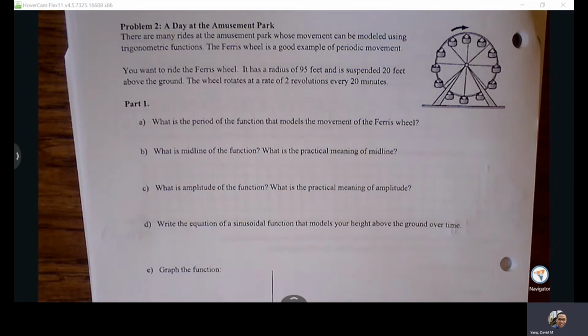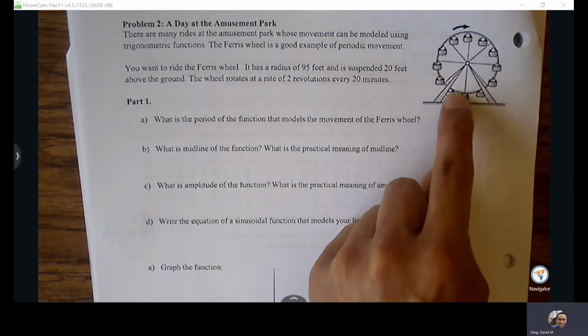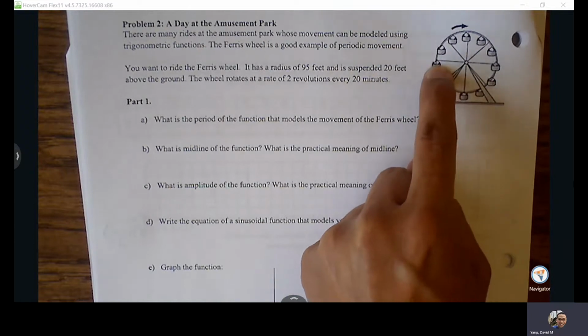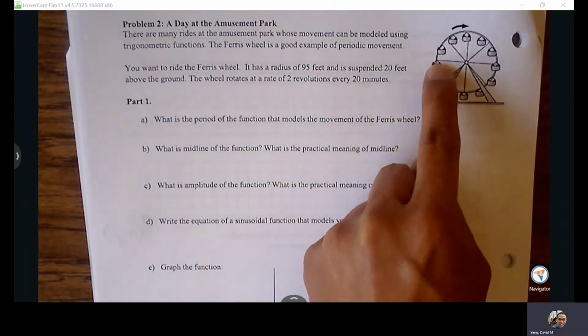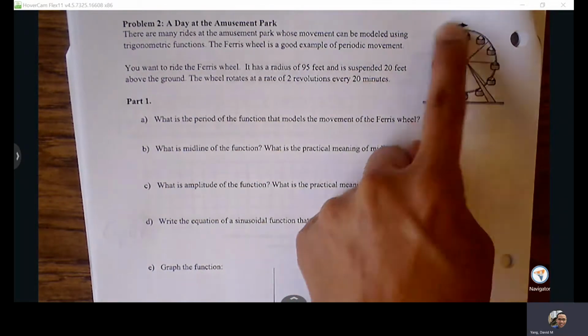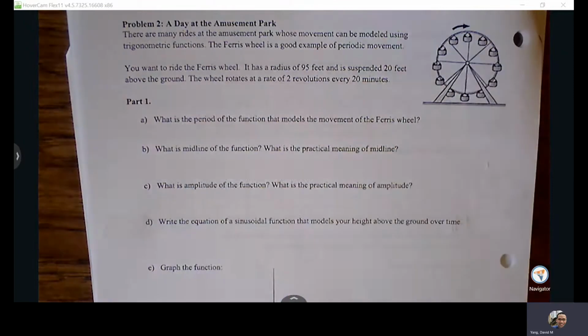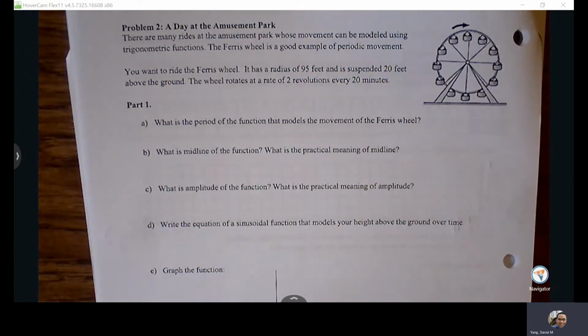There are many rides at the amusement park whose movement can be modeled using trig functions. The Ferris wheel is a good example of a periodic movement. As someone is riding this ride, the height of that rider is going to continually repeat itself, right? It's always going to cycle back to the low point and the high point, height off the ground.